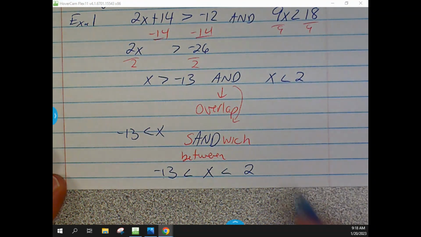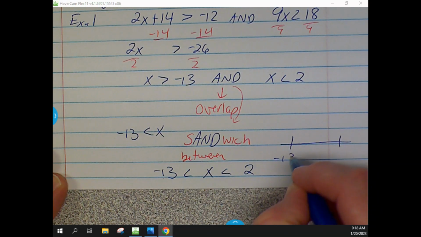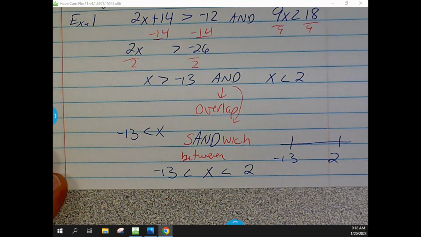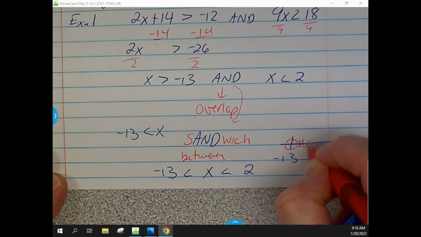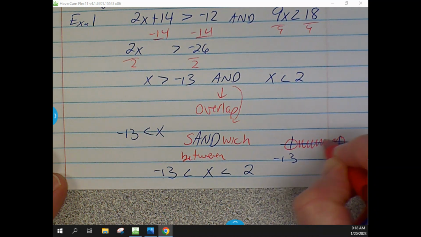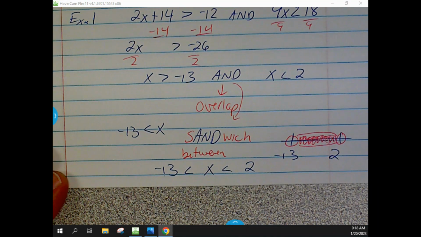When you graph this thing, really you just need those two numbers. You need the negative 13 and the 2. Both of them are open circles. And then it should just be everything between those two things. It looks like a sandwich, right? There you go. Got the bun on top. There's the ketchup in the middle on your sandwich.